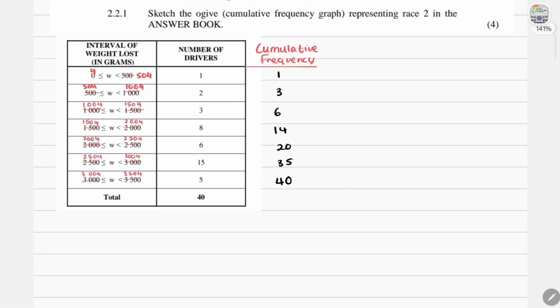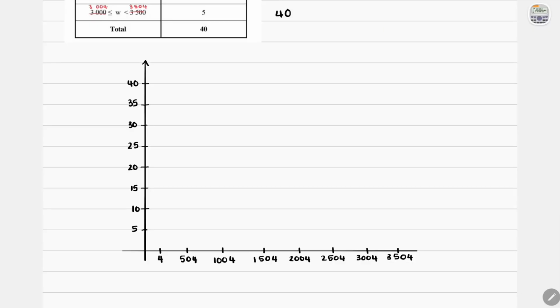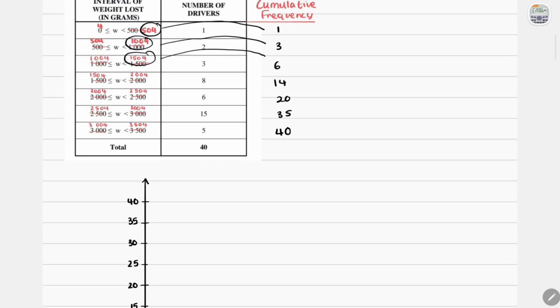And now when drawing the ogive, we're going to take it like this. Remember that whatever number is here, that always goes with the y value of 0. These are your x values. And then from here onwards, you take this as the x value, and the y value is 1. Then this is your next x value, and the y value is 3. And the next one, the y value is 6, and so on. So here is what our ogive looks like, just putting down all these points.